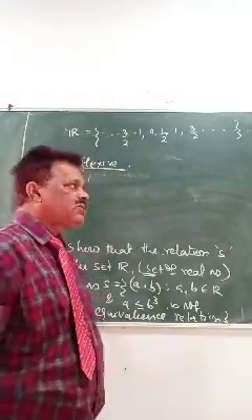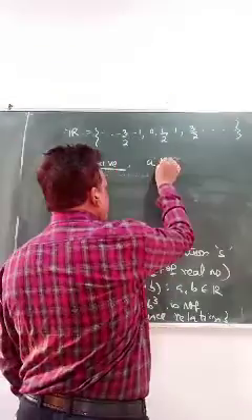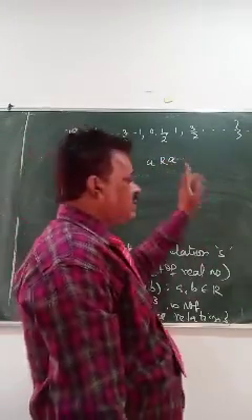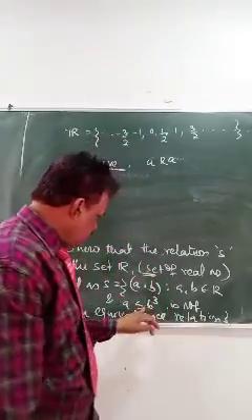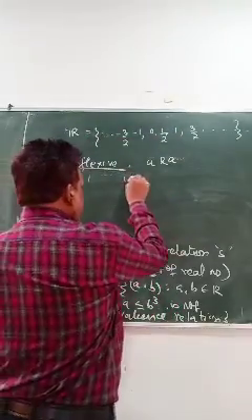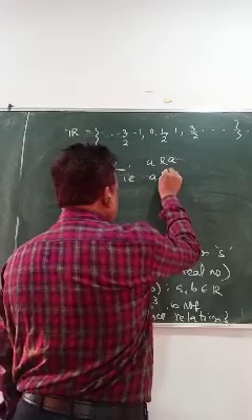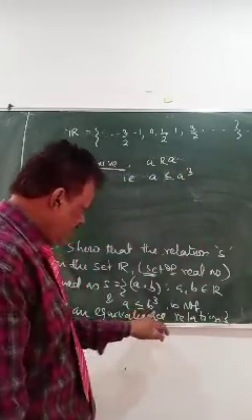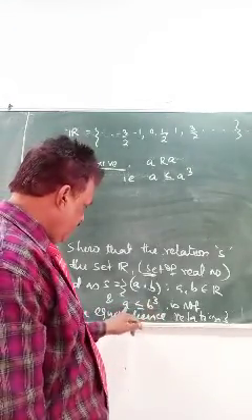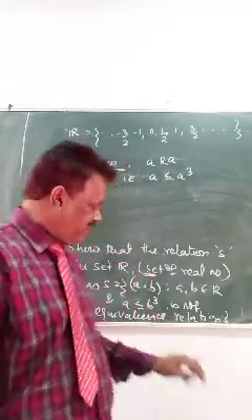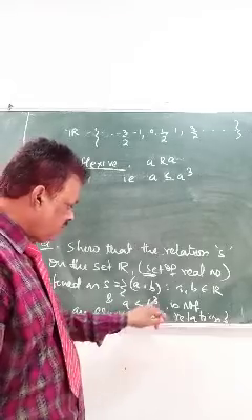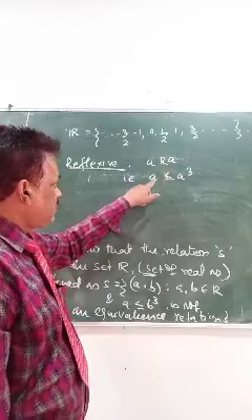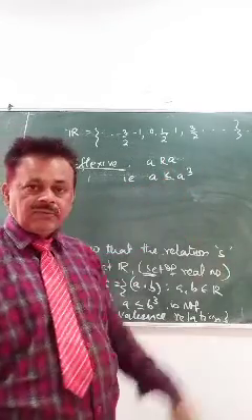Take any element, suppose A. Reflexive means what? The relation between the same element. So according to our definition, A is less than or equal to A cube, because that is what is defined. The relation is defined as: if it is an ordered pair (A, B), then A is less than or equal to B cube. That means when you take the same element, it should be A is less than or equal to A cube.